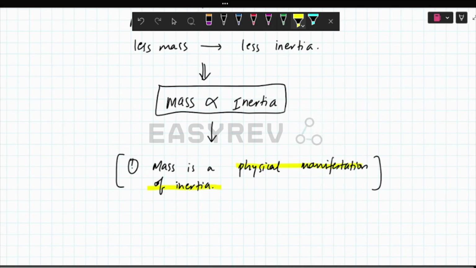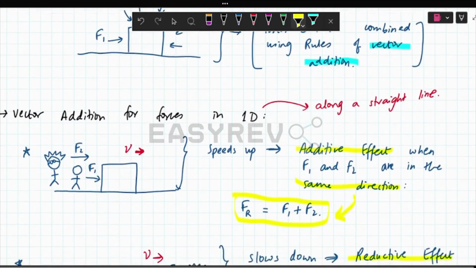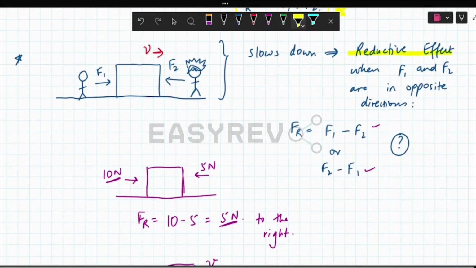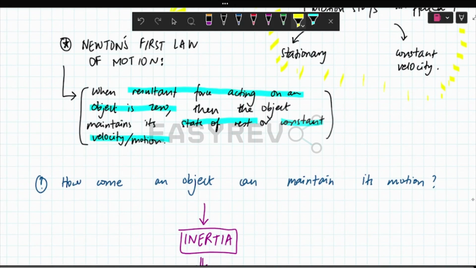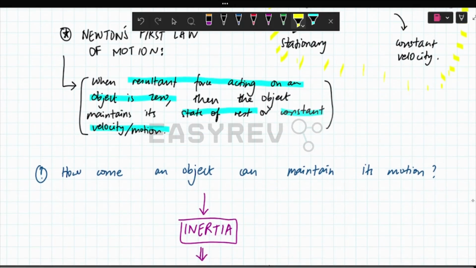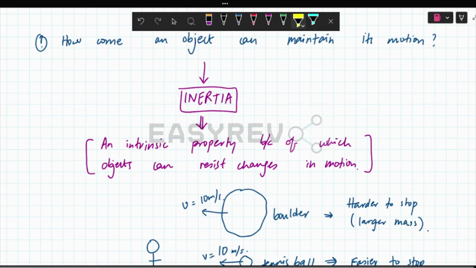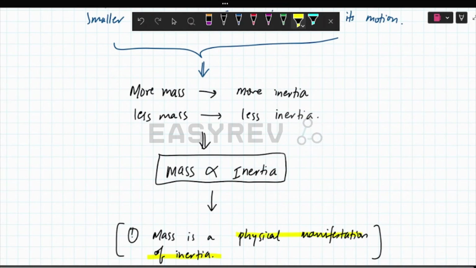Great. So up to this point, we have basically covered all the nitty-gritty details of the first law of motion, where before this we had introduced the concept of force as a push or a pull, it being a vector quantity. We saw how forces can be combined in one dimension, wherein forces in the same direction add up, forces in the opposite direction subtract. From this, we were able to introduce Newton's first law of motion, where we claimed that when there is no resultant force acting on an object, then the object maintains its state of rest or constant motion. And from there, we were able to derive another intrinsic property that objects have, that is the concept of inertia. This intrinsic property is because of which objects can resist changes in motion. Moreover, we were able to conclude that mass and inertia are directly related, so much so that mass becomes a physical manifestation of inertia.